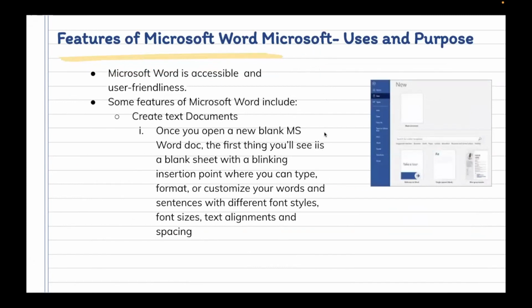Features of Microsoft Word, the uses and purpose. Microsoft Word is accessible and user-friendly. Some features of Microsoft Word include creating text documents. Once you open a new blank MS Word doc, the first thing you'll see is a blank sheet with a blinking insertion point where you can type, format, or customize your words and sentences with different font styles, font sizes, text alignments, and spacing.